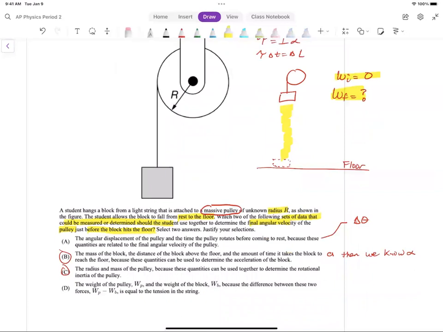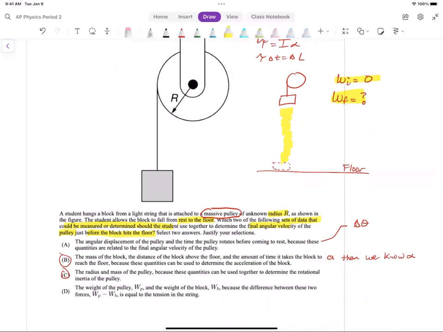So we got to see what we have to have in order to find the final angular velocity. If all I'm given is A, the angular displacement of the pulley and the time it rotates before coming to rest, because the quantities are related, that's not going to help me.